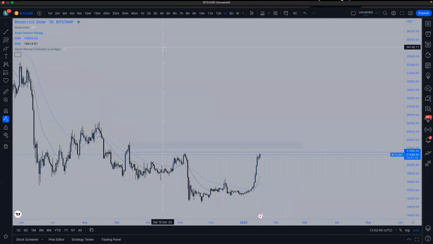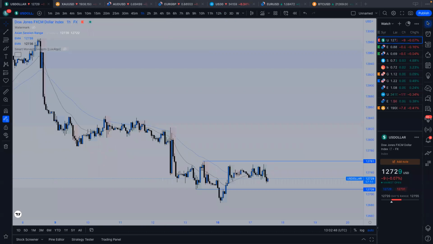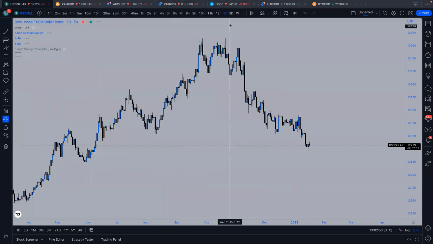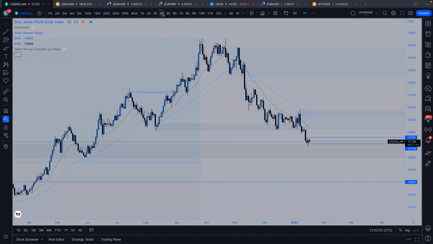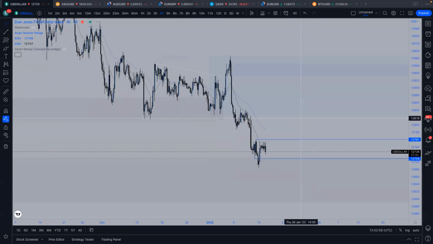The only real one I'm looking for at the moment is Euro pound, US dollar. Again, I'm just waiting to see if we are actually going to get some sort of rejection from this zone again. And if there's nothing, just sit and wait. There will be something.